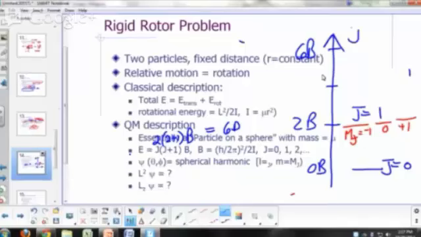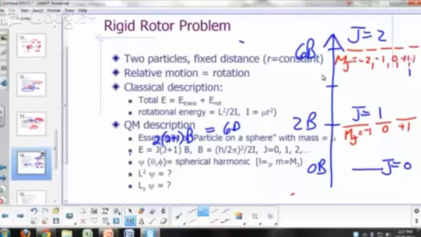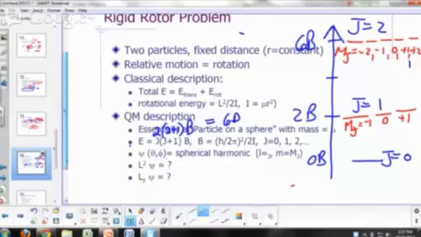How many ways can you have J equals 2? 2J plus 1, 2 times 2 plus 1, 5 ways. What are those 5 ways? 1, 2, 3, 4, 5. They correspond to M sub J equals -2, -1, 0, +1, +2. Okay? So those are the allowed rotational energy levels for a rigid rotor. Now, why is it called a rigid rotor? Rigid means fixed, right? The distance between the two particles is fixed. Rotor means the energy is due to rotation in addition to translation.